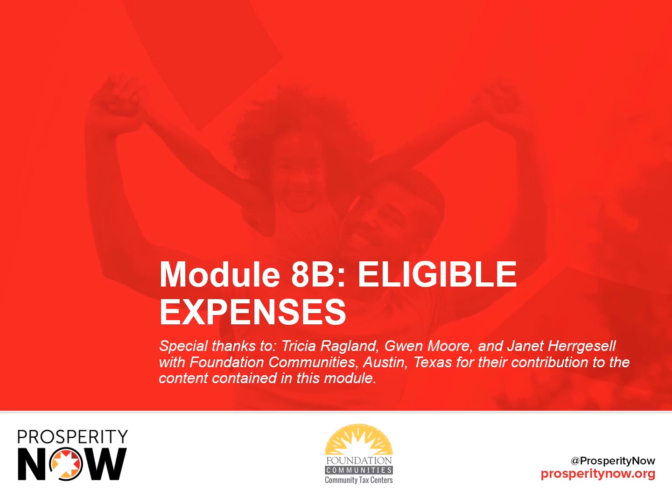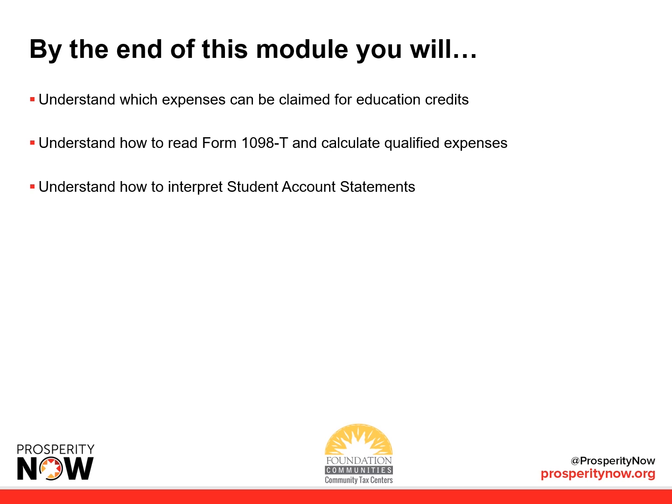Welcome to Module 8B, Eligible Expenses. By the end of this module, you will understand which expenses can be claimed for education credits, understand how to read Form 1098-T and calculate qualified expenses, and finally, understand how to interpret student account statements.